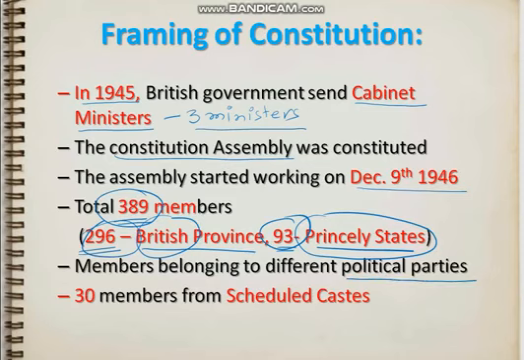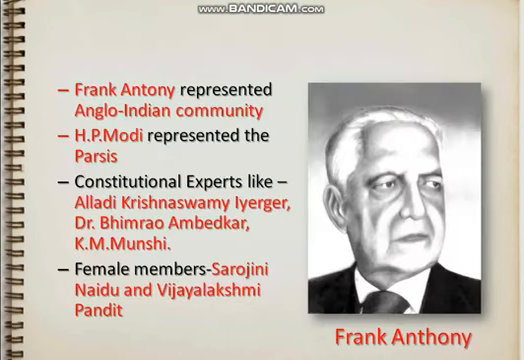Not only members from different provinces and states, but also from different political parties like the Congress, the Muslim League, the Forward Front, and all of them were included in it. 30 members from scheduled castes were also included. So people from all types of religion were included in the formation of the constitution.